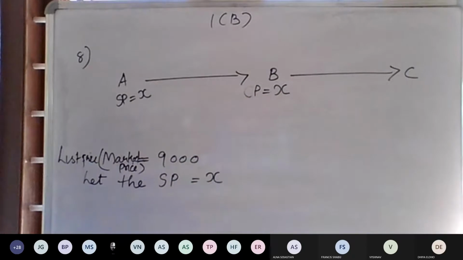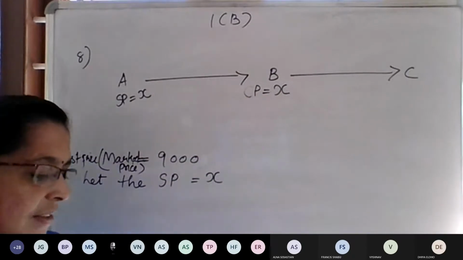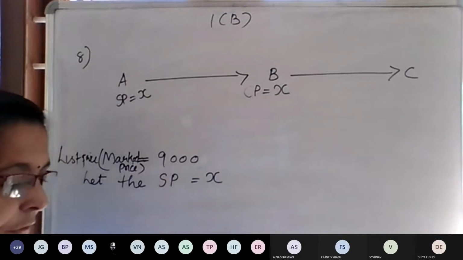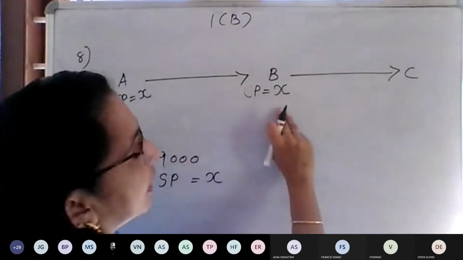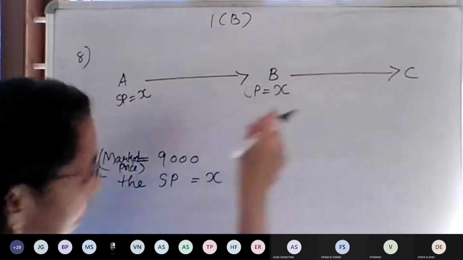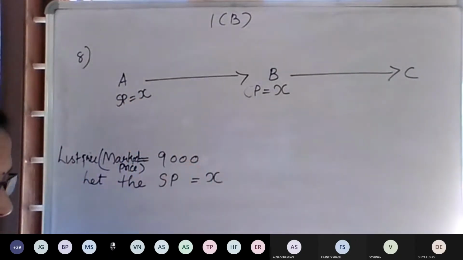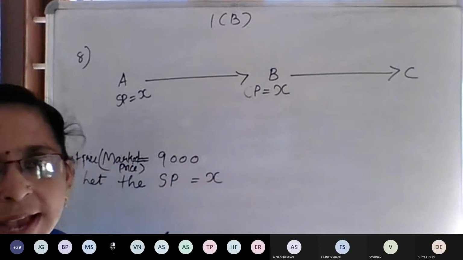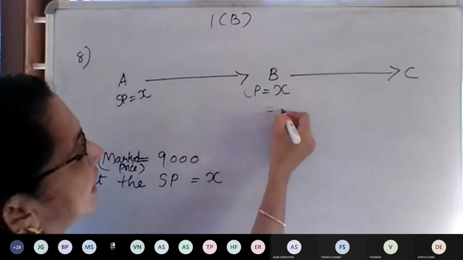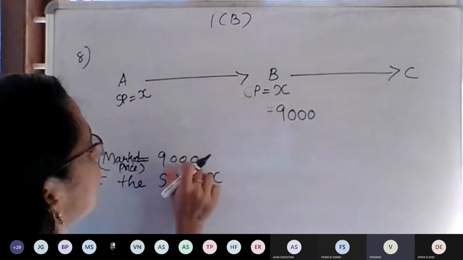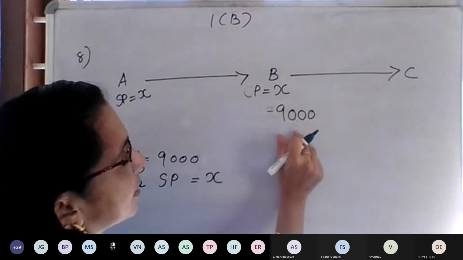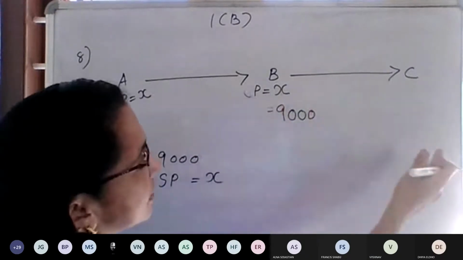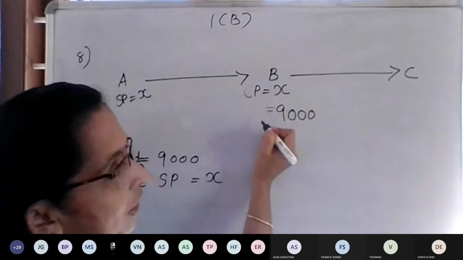Then read the second sentence. Further, dealer B sells the same article to a customer at its list price. So what is the meaning of that? Dealer B is selling that article to another person. The condition is that he sells the same article to the customer at its list price, at 9,000. At its list price means that same amount, 9,000. That means dealer B sells to another person. So what is this 9,000? You tell me.